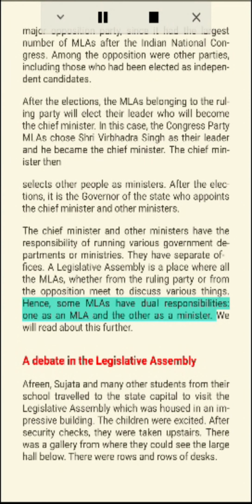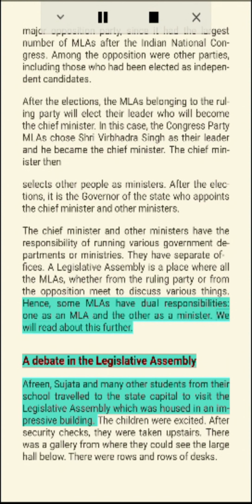Hence, some MLAs have dual responsibilities, one is an MLA and the other is a minister. We will read about this further. A debate in the Legislative Assembly.